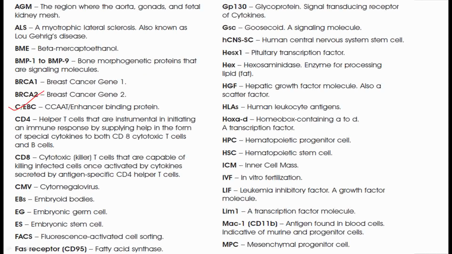Next term is C/EBP. This is enhancer binding protein. CD4, or cluster of differentiation 4, is present on the helper T cells that are instrumental in initiating an immune response by supplying help in the form of special cytokines. This is a very important term to remember, that helper T cells provide help in the form of cytokines to both CD8 cytotoxic T cells as well as B cells.